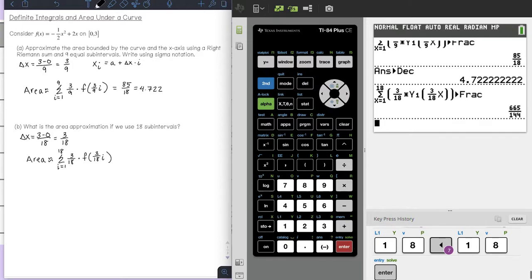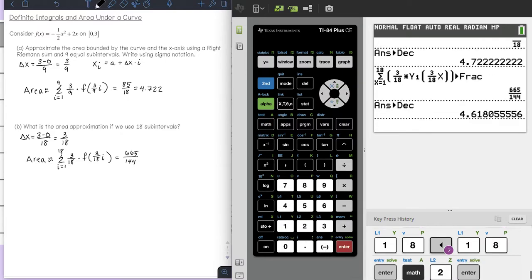So now I get that this is equal to 665 over 144. And if I make that a decimal, I get that that's 4.618. So, okay, it's probably a more accurate area, right? Because we look at the number of rectangles double, which means that we are looking at probably smaller width, right? We definitely have smaller width, which means that hopefully we're fitting the curve a little bit better. So let's actually look at what that means.